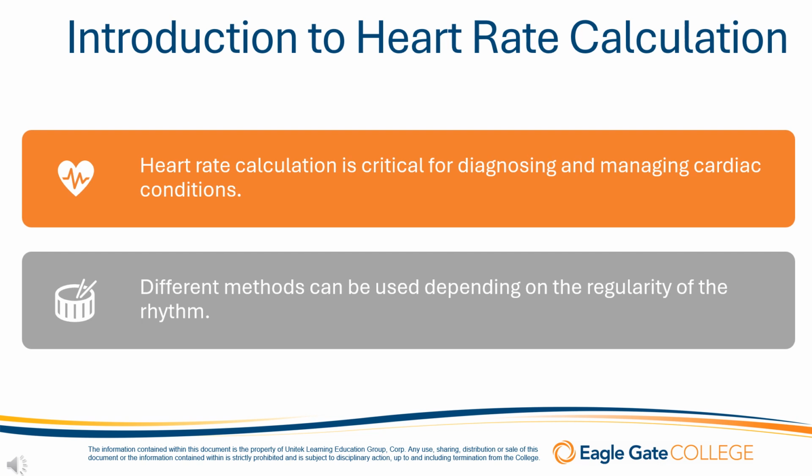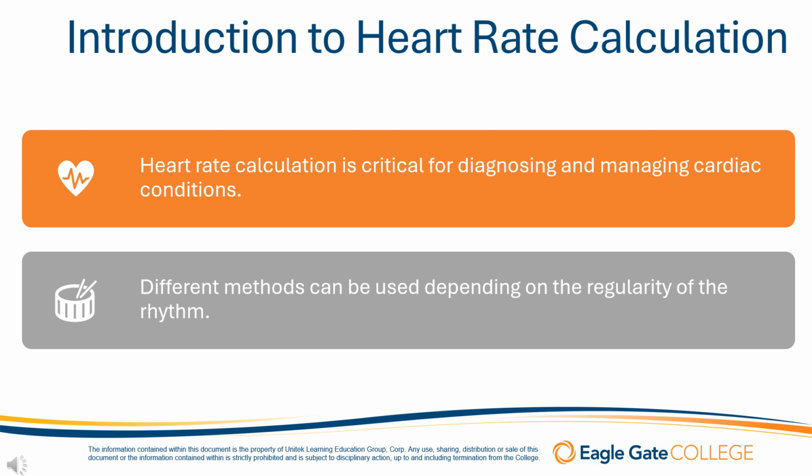The 1500 method involves counting the number of small boxes between two R waves and dividing 1500 by that number. It's highly accurate for regular rhythms, giving a precise heart rate calculation. For the 300 method, we count the number of large boxes between two R waves and divide 300 by that number. Like the 1500 method, it is best used for regular rhythms and provides a quick and accurate heart rate.